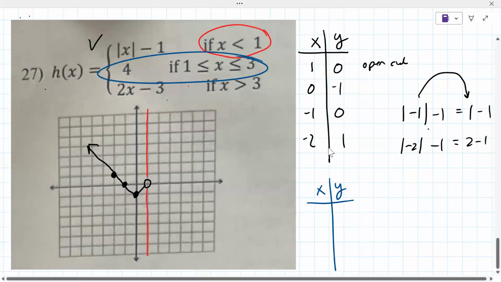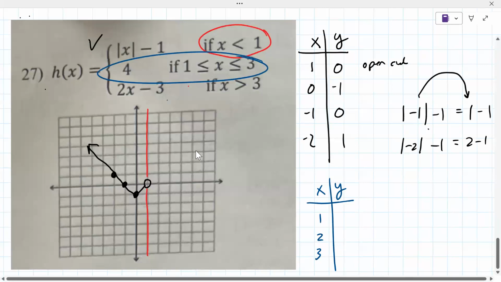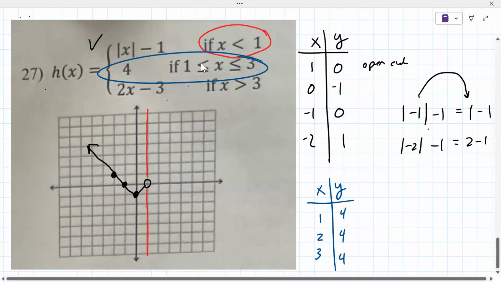Now it says it's good from 1 to 3. So maybe just 1, 2, and 3. The Y value is always 4. That's what this means. It means Y is always 4. 4, 4, 4. And then see how it's less than or equal to here? That means that it's a filled in closed circle on both sides. Closed circle, closed circle.